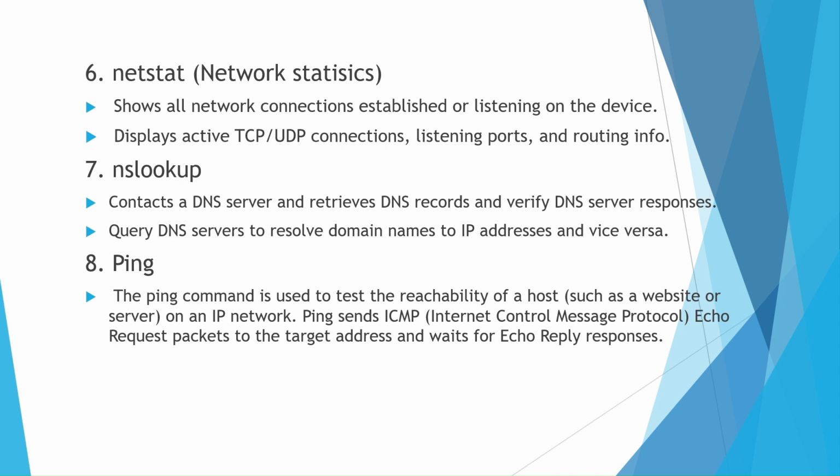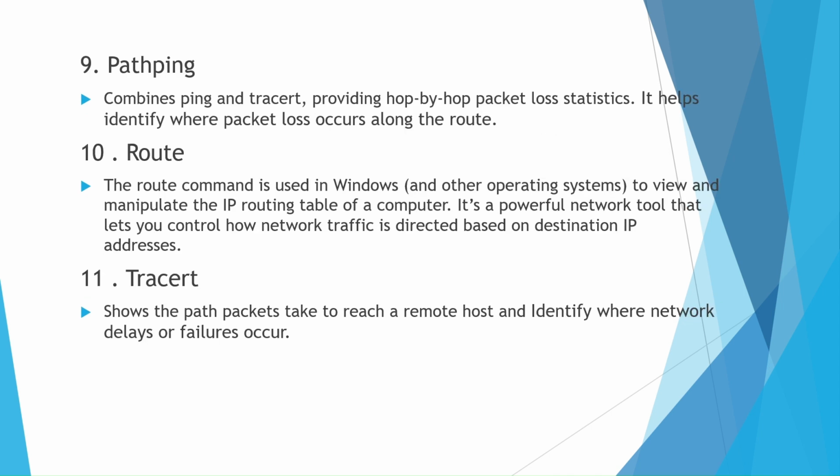The eighth command is ping. The ping command is used to test the reachability of a host, such as a website or a server, on an IP network. Ping sends ICMP echo request packets to the target address and waits for the echo reply responses. Ninth command is the pathping. It just combines ping and tracert commands, providing hop by hop packet loss statistics. It helps identify where packet loss occurs along the route.